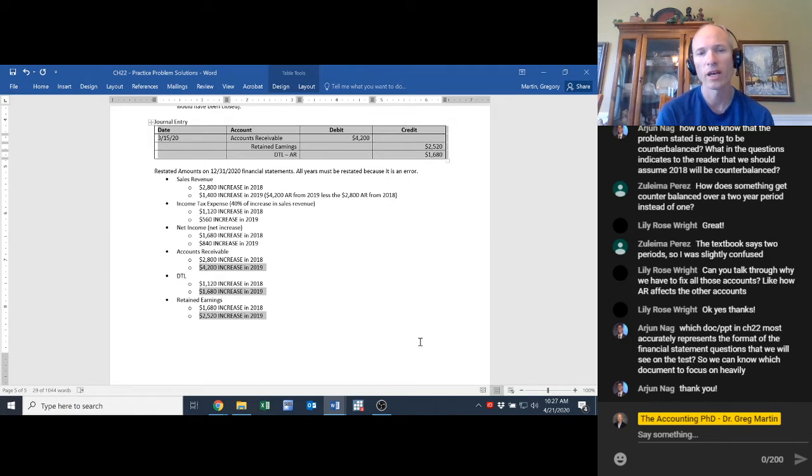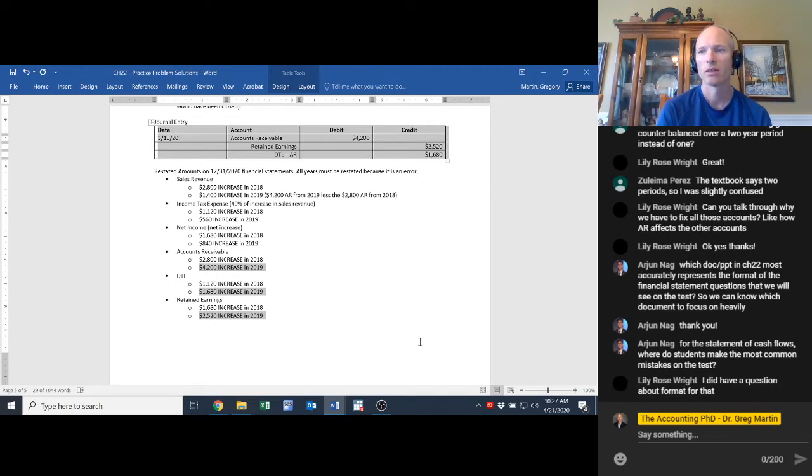So again, the format generally, we have that statement of cash flows. Make sure you work on that. Make sure you practice that. It's where students make the most common mistakes on the test.